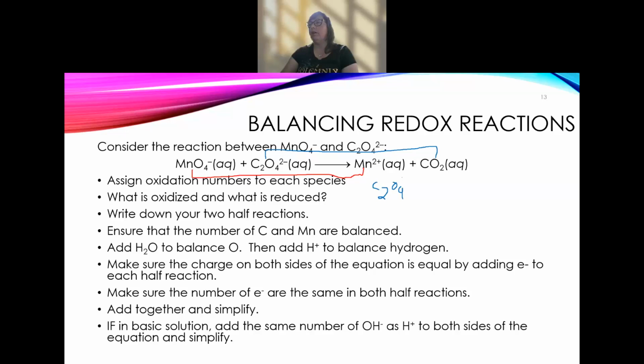C2O4 2-, and I've left off the states at this point. I would need to include them at the end if I was going to do anything else with them, but I'm not going to include them here because in balancing redox reactions, the states are not important. So C2O4 2- goes to CO2.